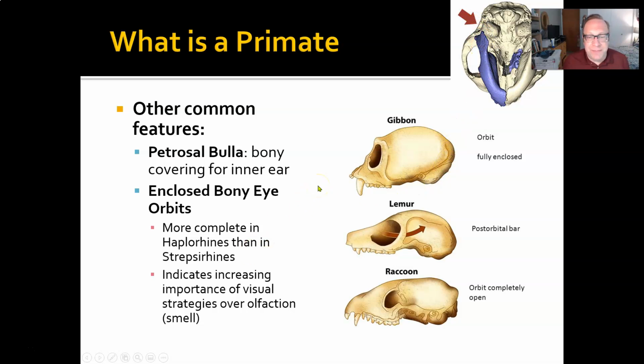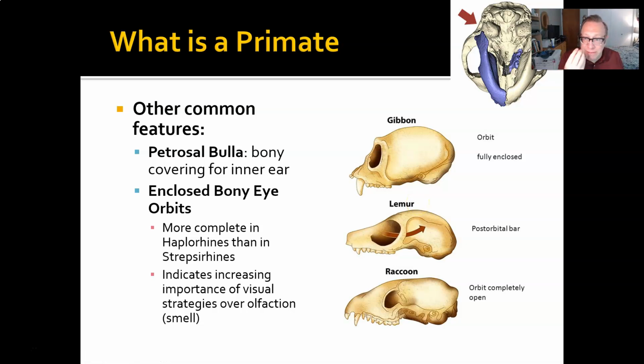In addition, we have, to varying degrees, either post-orbital bars or, for most haplorhines, fully enclosed eye orbits. That is, the bone behind the eye is completely enclosed in a cup, like that. Whereas for the lemur, there's just this bar that gives structure around the eye, but there's no protection behind the eye. And in the raccoon, there's nothing. The eye just kind of sits there. For us, we've got this fully enclosed protective covering.